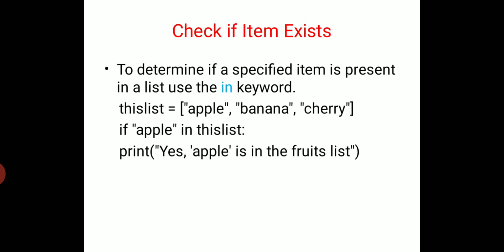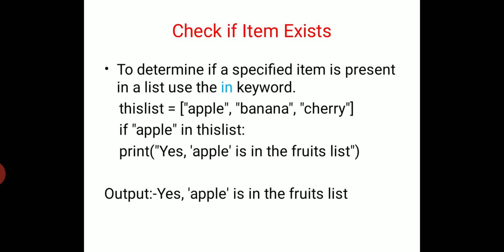Another thing is you can also check whether an element exists in the list or not. For doing this you can use the in keyword. Suppose you want to see whether, in the list apple, banana, cherry, blackcurrant is present or not. Here I create a list. If apple is in this list, print yes, apple is in the fruit list. So we use the in keyword to check whether apple is in our list or not. Yes, apple is in our fruit list.